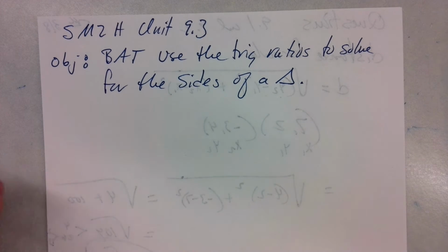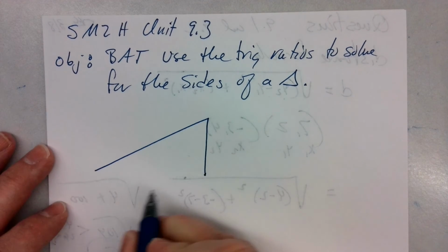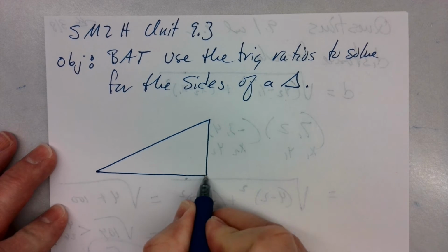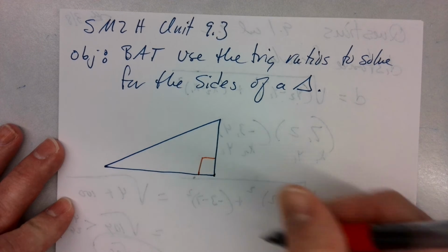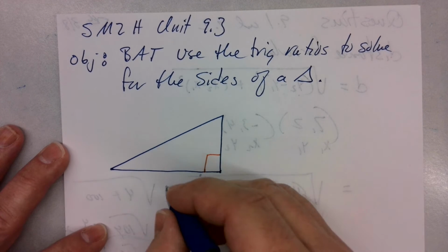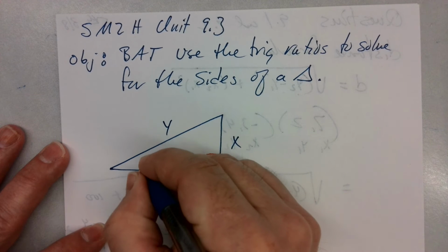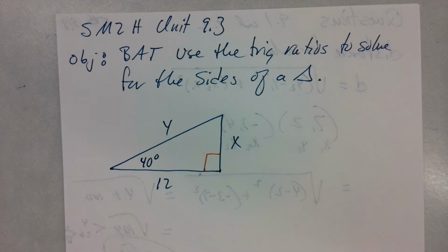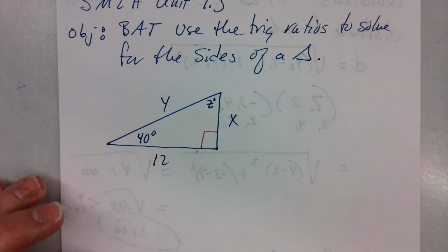Now, this is what's going to happen. They're going to give you some kind of triangle. Now, we already know that it must be a what? Yeah, it's got to be a right triangle, right? They're going to say that, let's say that this is 12, this is x, this is y, and let's say that this is 40 degrees, okay? And let's say that this is z right there, z degrees, right?